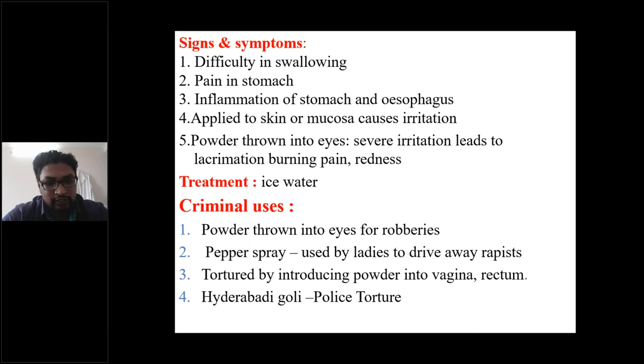Powder is thrown into eyes for robberies. And pepper spray is used by women to drive away rapists. Torture is done by introducing powder into the vagina or rectum, which is nothing but Hyderabadi goli or police torture. Police torture is where chili powder is thrown into the anus and then they are tortured. So it is known as Hyderabadi goli. So these are some of the criminal uses: throwing in eyes for robbery, pepper spray used by ladies for protection, and Hyderabadi goli used in police torture.